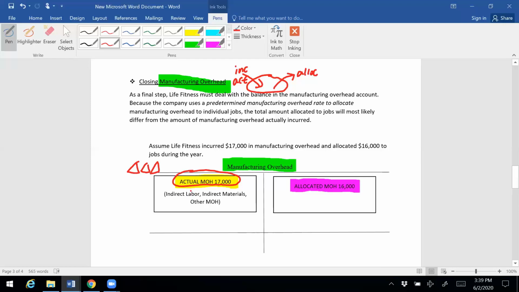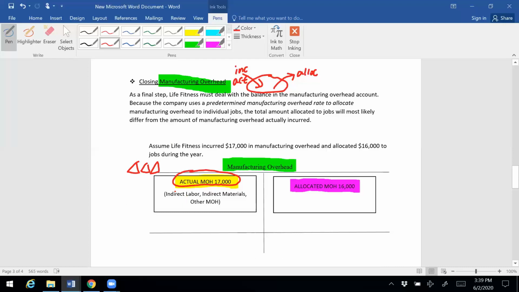You will see we will use this rule in chapter 9, 10. Actual is always on the left side. Repeat it with me one more time. Actual is always on the left side.